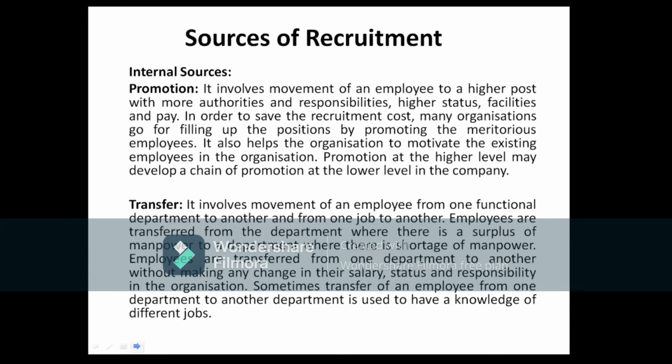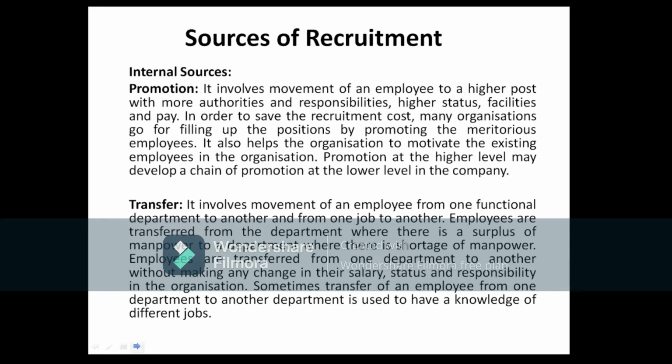Sometimes the organization promotes an employee from his or her existing position to a higher position without making an enhancement in the salary. That type of promotion is called dry promotion, where the employee's salary is not increased, and there is only an enhancement in the authorities, responsibilities, status, power, facilities, etc.